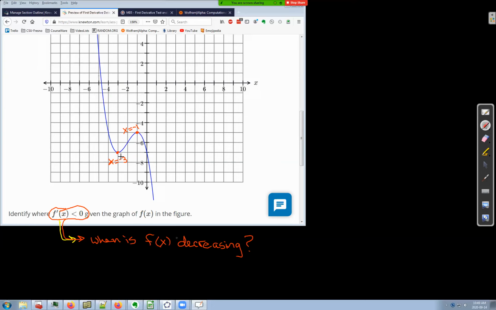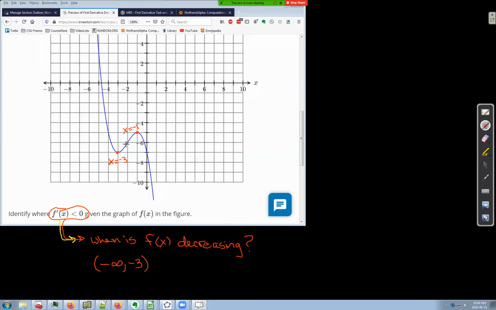the blue function is decreasing whenever x is less than -3. Because if I'm on this region here, the function is decreasing. The function's going down, the y-coordinate is going down as the x-coordinate goes up. So I would say that we're decreasing from -infinity to -3. So I'm writing my answer in interval notation.